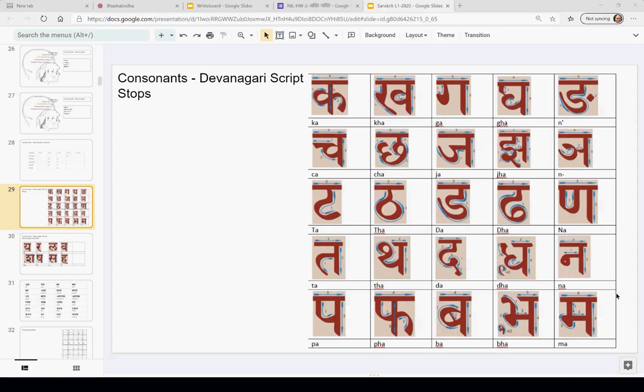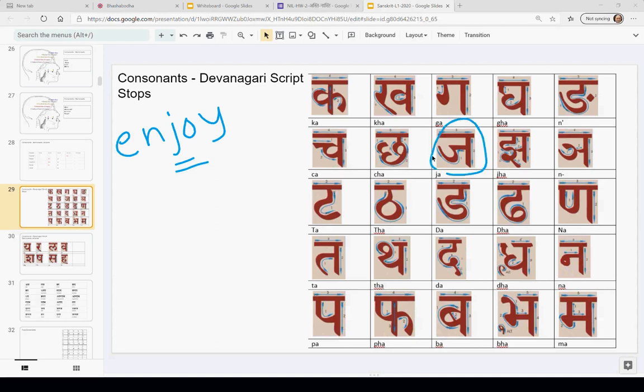Now, okay, let's take the other examples and then I'll come back to that sanganakam. Now, for nya, what is the example? In English, it is enjoy, let's say.